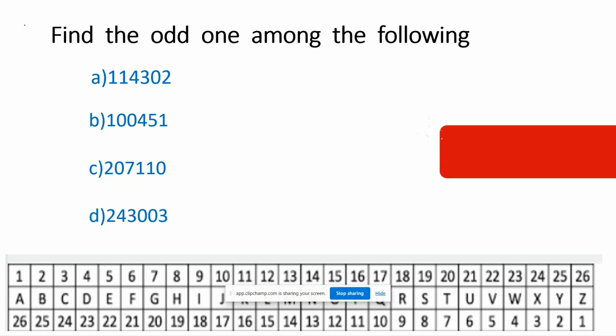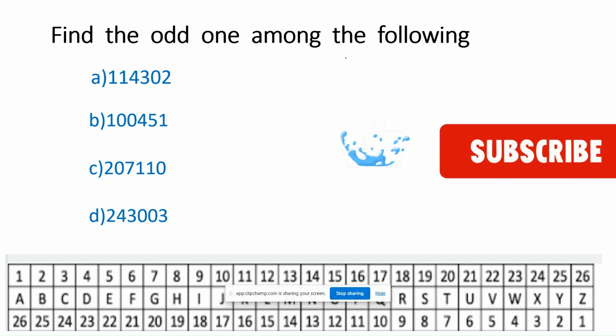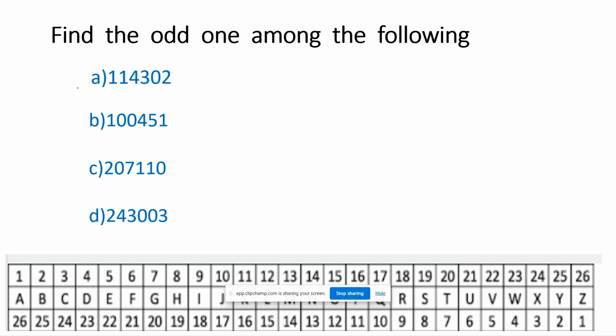So the first question is find the odd one among the following. So they are given four options and we have to find out the odd one among these four. Okay? First, see, whenever you see the question, what comes to your mind? First, we will do the addition of all these numbers, okay?